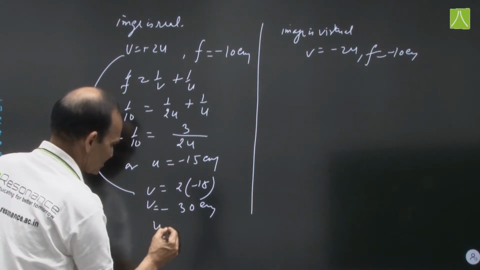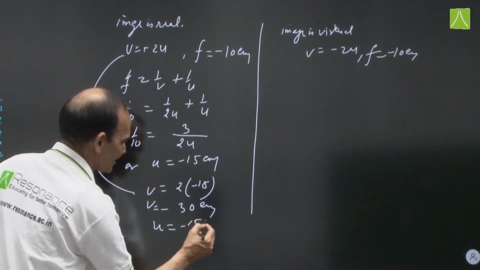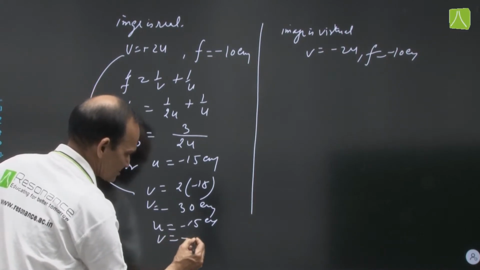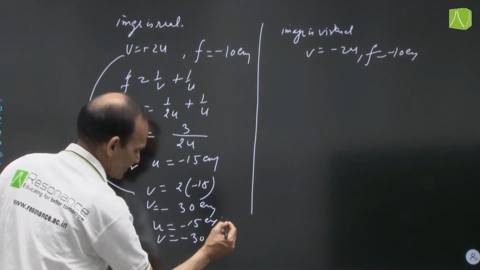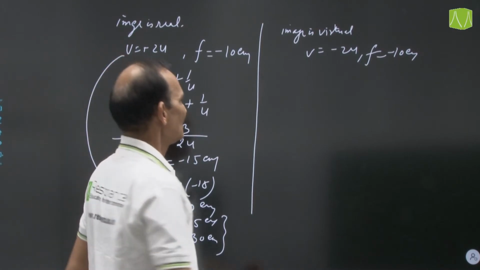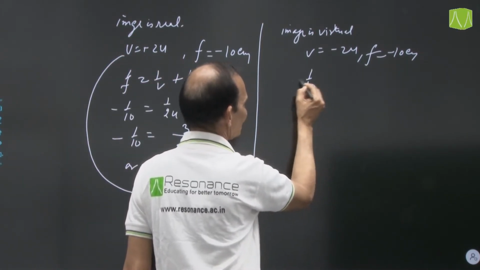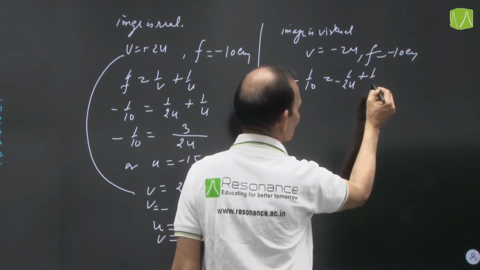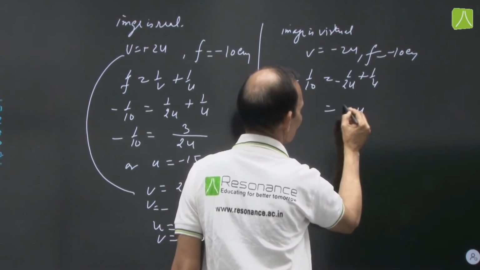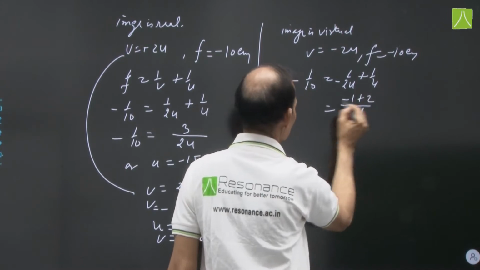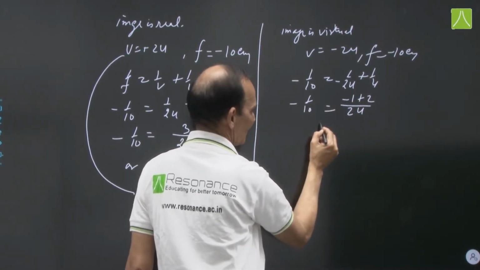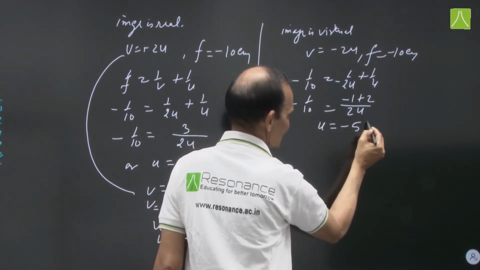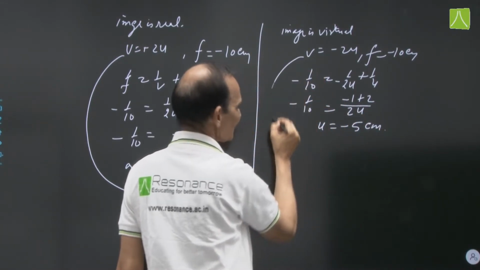So u is minus 15 centimeter and v is minus 30 centimeter. That is the first answer. Think about it. 1 upon 10 equals minus 1 upon 2u plus 1 upon u. Take 2u as the LCM. It is minus 1 plus 2, so 1 upon 10. Find the value of u: minus 5 centimeter.